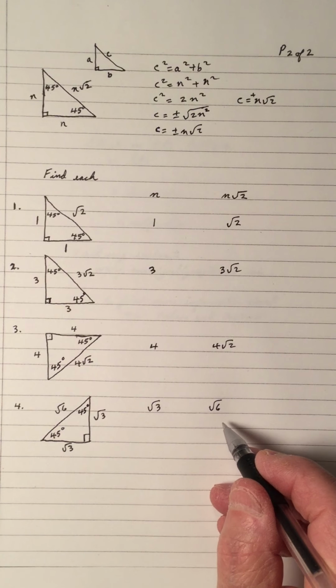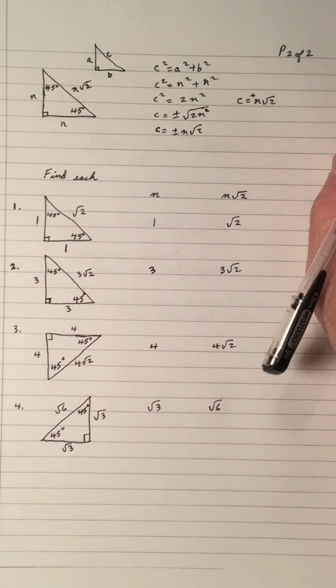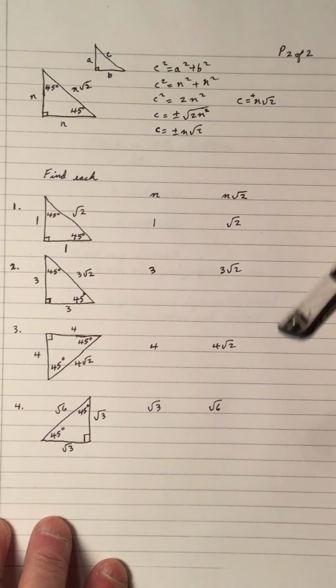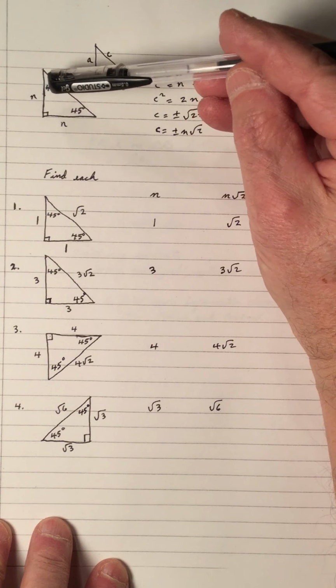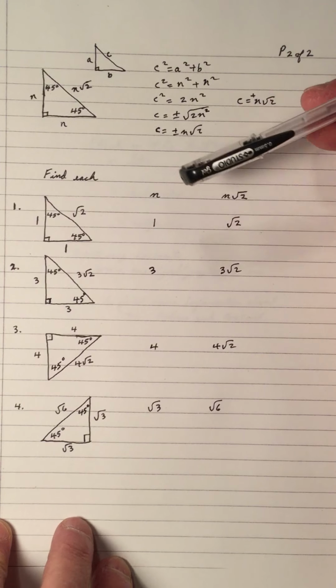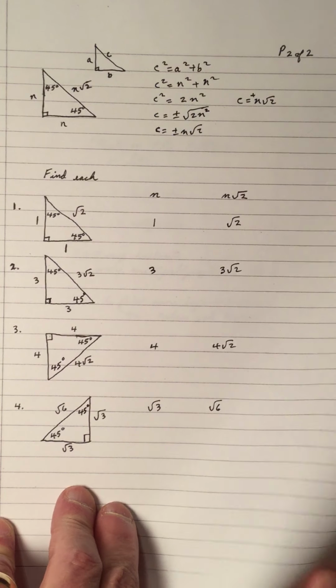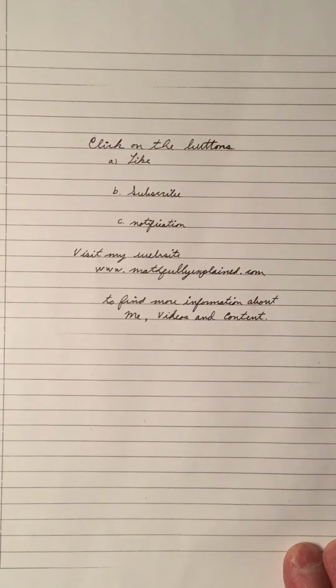And that ends this video because I just wanted to derive the sides of a 45, 45, 90 right triangle in terms of n root 2. This is a triangle that I memorize when I'm finding the lengths of the sides of a 45, 45, 90 right triangle.